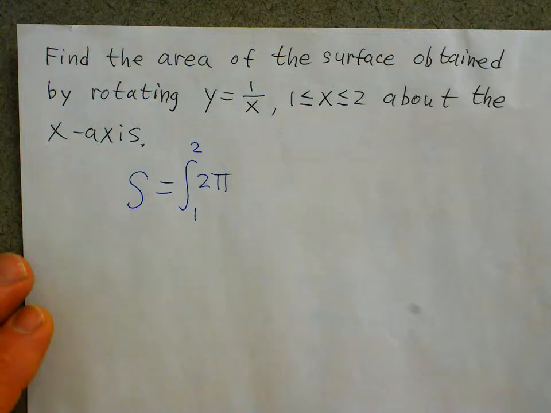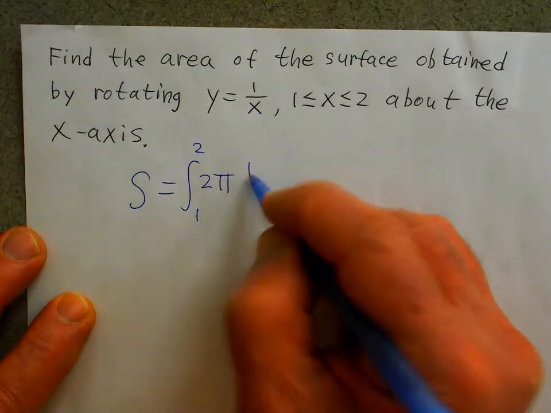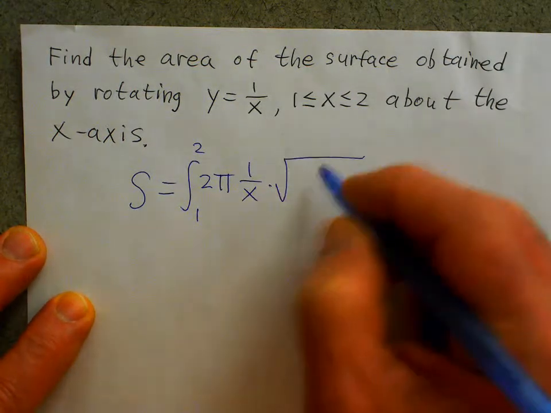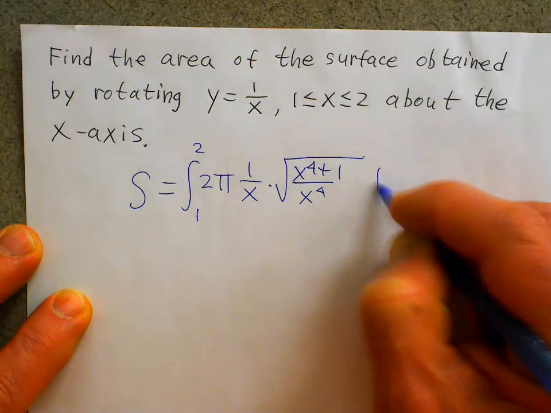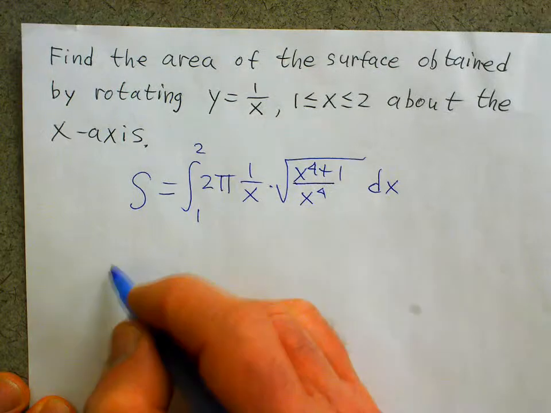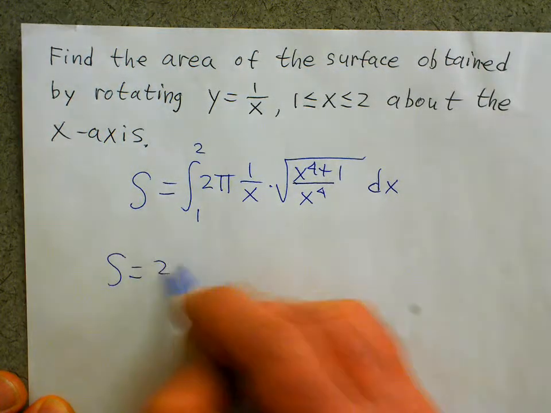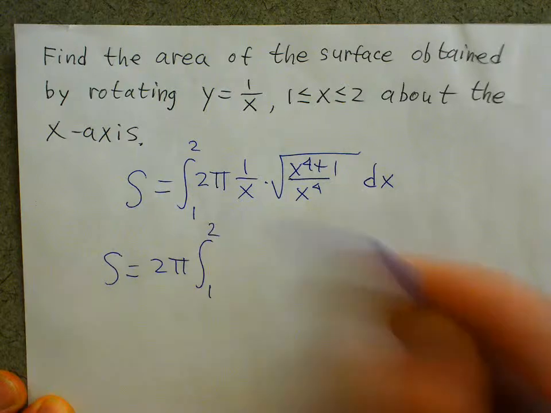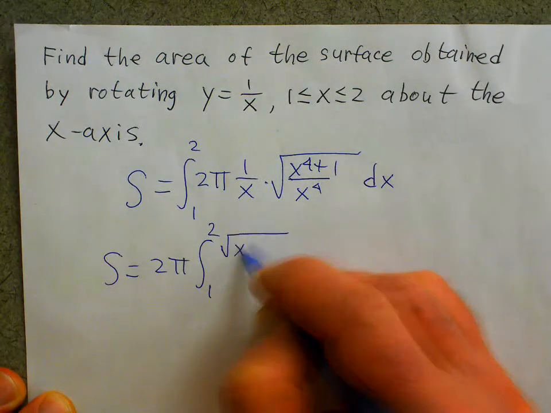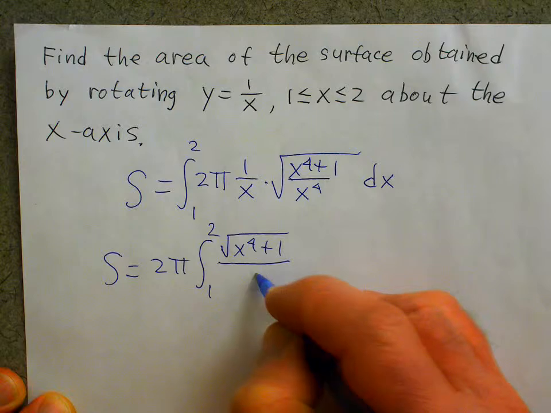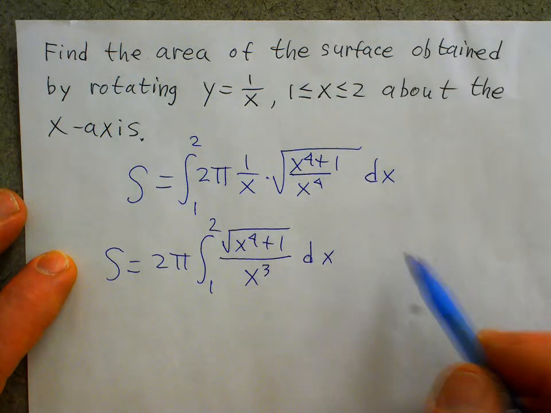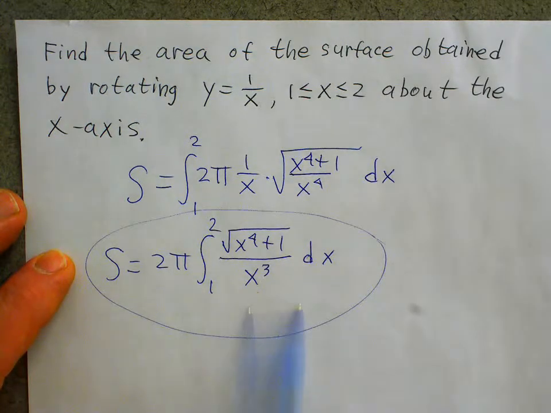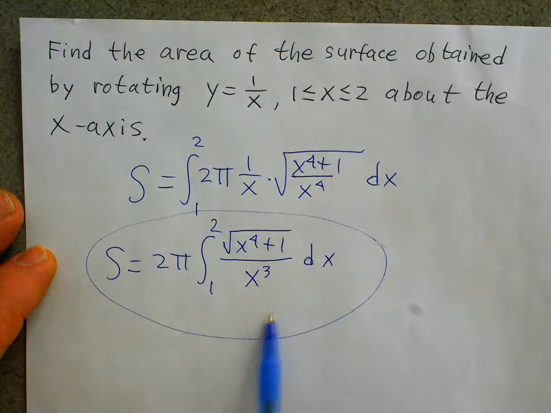Yes, so we're okay. So this was 1 over x times the square root of x to the 4th plus 1 over x to the 4th dx. But this simplified to 2 pi, the limits are from 1 to 2, and then the integrand is the square root of x to the 4th plus 1 over x to the 3rd dx. So see if you can find an antiderivative for the square root of x to the 4th plus 1 over x to the 3rd.